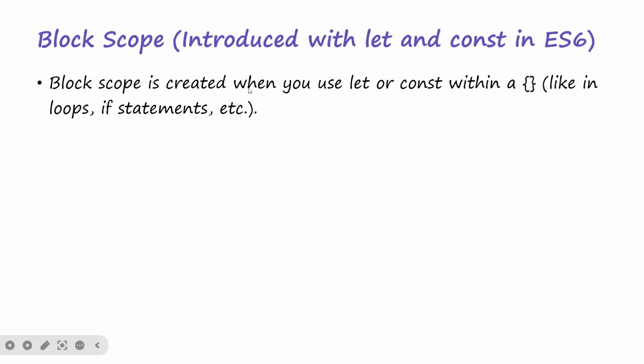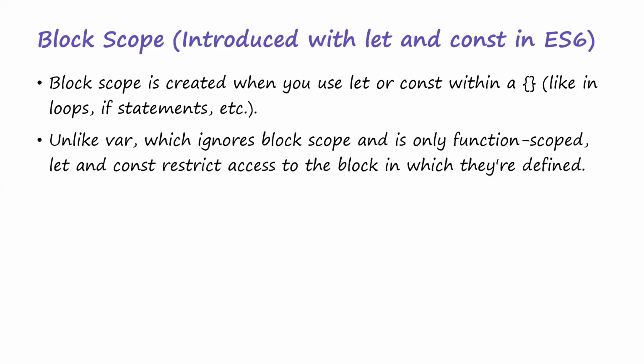Block scope is created when you use the let or const keyword within curly braces like this: inside if statements, inside loops, inside functions, they are all block scope. Unlike the var keyword, which ignores block scope and is only function scoped, the let and const keywords restrict access to the block in which they are defined.